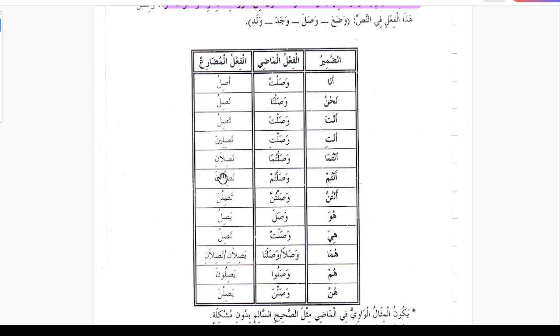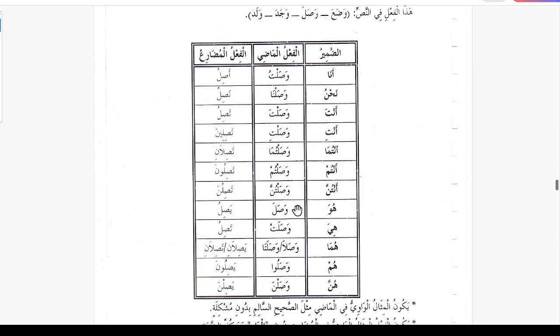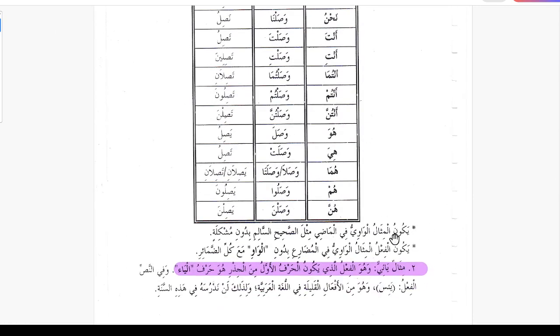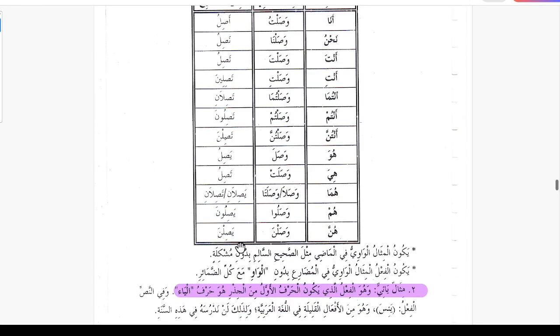And wasala yasilu, so for the third person, huwa yasilu, huma yasilani, hum yasiluna, hiya tasilu, huma tasilani, hunna yasilna. Then the second person, anta tasilu, antuma tasilani, antum tasiluna, anti tasilina, antuma tasilani, antunna tasilna, ana asilu, nahnu nasilu. First person. So yakunul misalul wawi fil madi misla sahi salim bidunil mushkila. In other words, the madi we conjugate the same way as the sahi salim, as we have seen for the case of nasara.